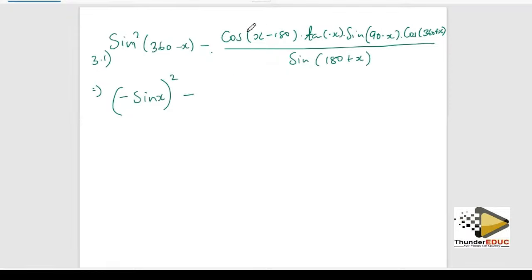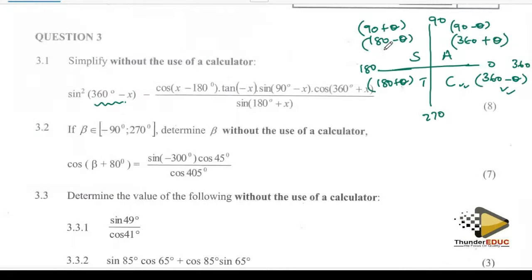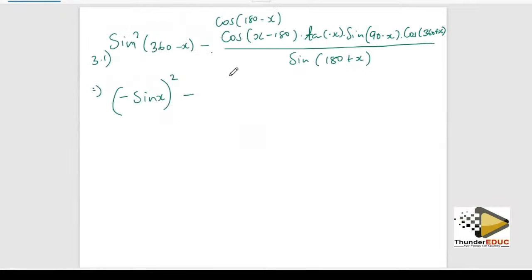So we know that the cos of x minus 180 is just the same as the cos of 180 minus x, just for the cos. For sine and tan, we need to factorize out the negative sign, but for cos, it doesn't matter. So 180 minus is in quadrant number 2. And in quadrant number 2, it's only the sine that is positive. So that's going to reduce to negative cos x. Okay. Then I can put this in brackets.